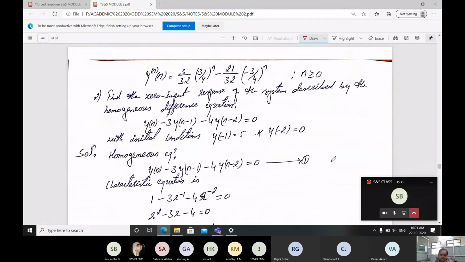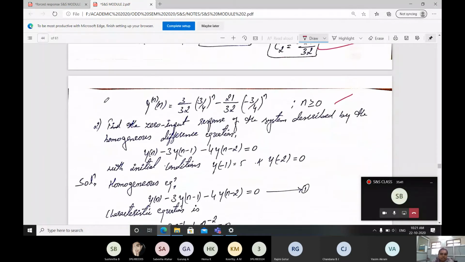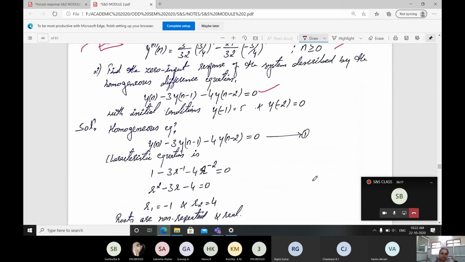This is one problem, and here also each problem is important for 6 marks or else 8 marks. Next problem: find the zero input response of the system described by the homogeneous difference equation. Here directly the homogeneous equation is given, that is y of n minus 3 y of n minus 1 minus 4 y of n minus 2 equals 0, with initial conditions y of minus 1 equals 5 and y of minus 2 equals 0.